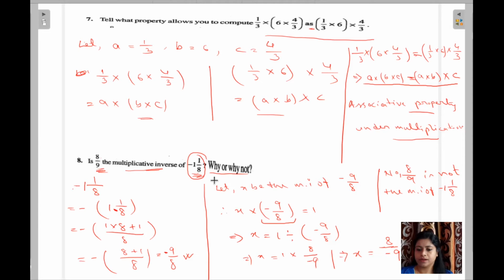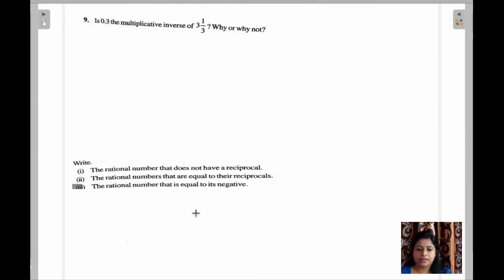Now it is given why and why not. So we will write because the multiplicative inverse of minus 1 1 by 8 is what? This term, 8 by minus 9. So that's why 8 by 9 is not the multiplicative inverse of minus 1 whole 1 upon 8. Okay, now move to the next one.